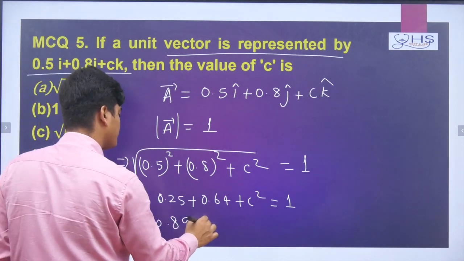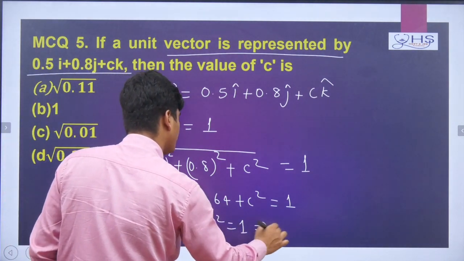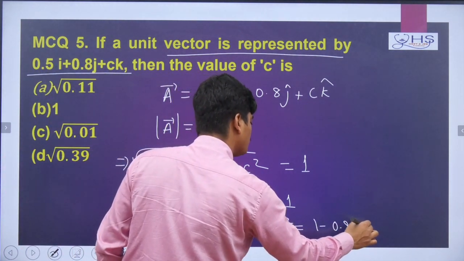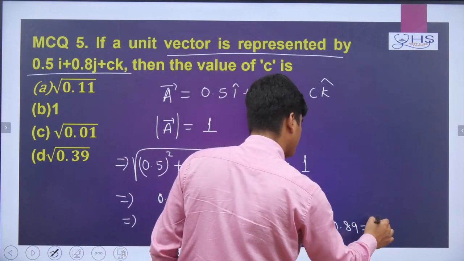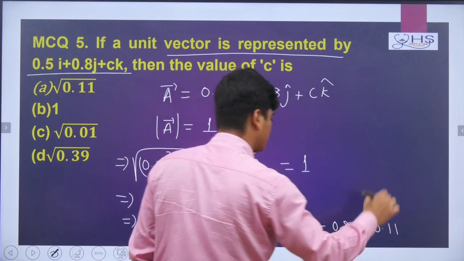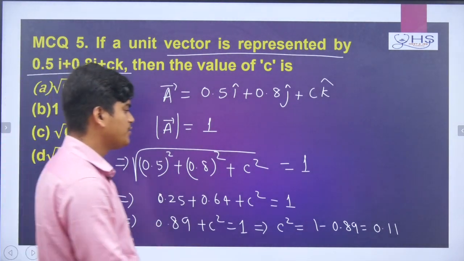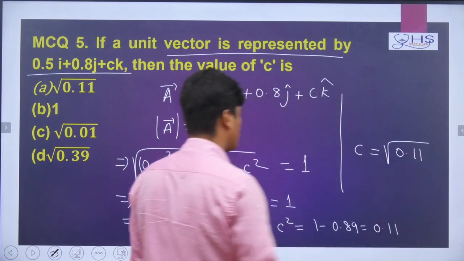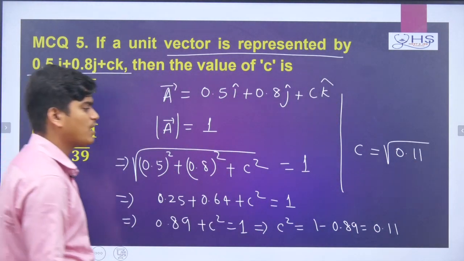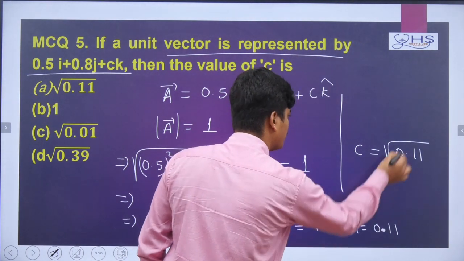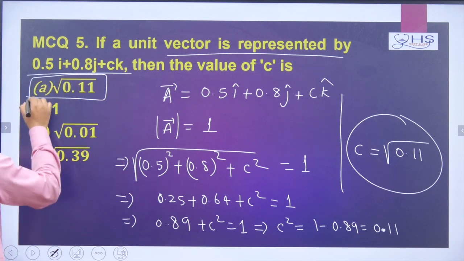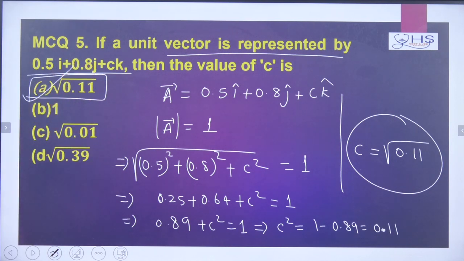So 0.89 plus c square equal to 1. From here, if you find c square, how much will come? That is 1 minus 0.89, which is nothing but 0.11. Now here, if c square is 0.11, you can tell c equals nothing but root under 0.11. 1 minus 0.89 is 0.11. Then c will be nothing but root under 0.11. So your answer will be A. So option A will be correct. 0.11 root will be there. Okay. So it's a simple question.